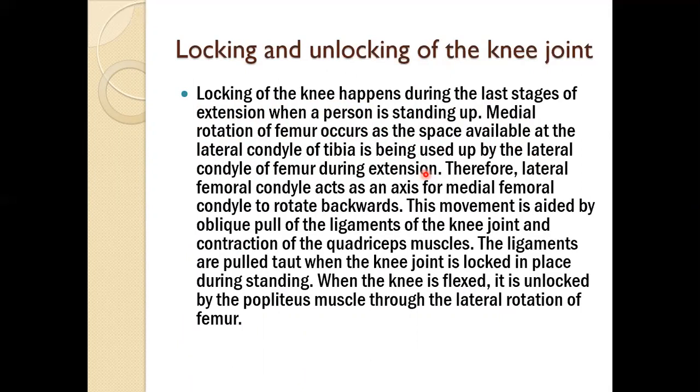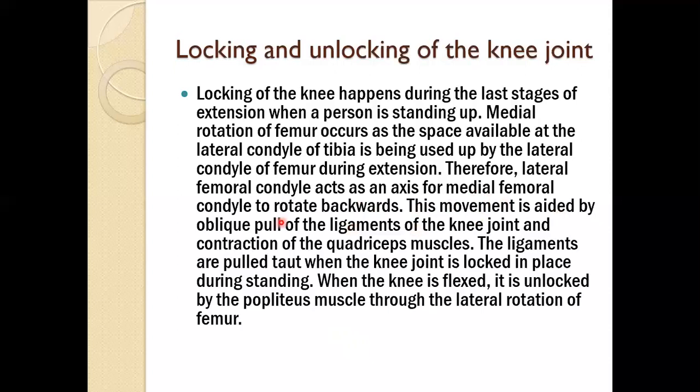What happens in extension is that the femur rotates medially upon the tibia, okay? And therefore, the lateral femoral condyle acts as an axis or fulcrum for the medial femoral condyle to rotate backward, right? The medial femoral condyle rotates backward. So you can imagine that the knee joint, as a whole, the femur, or the thigh, will rotate medially, right?